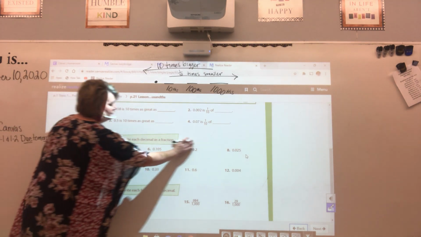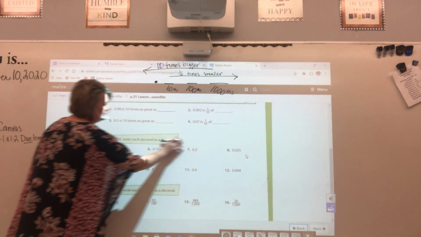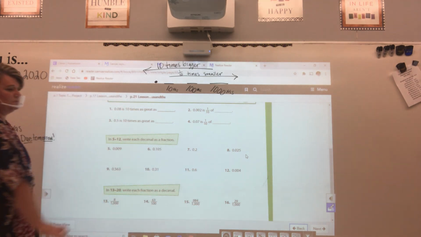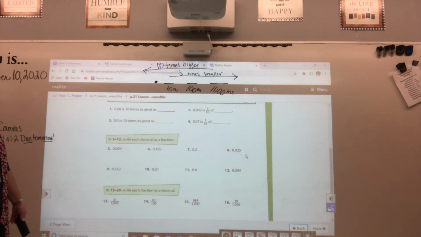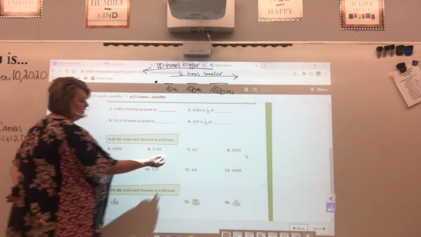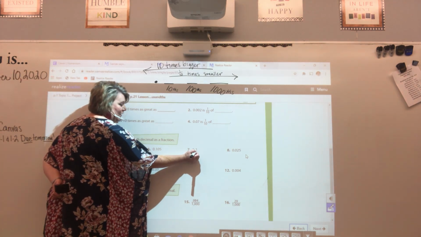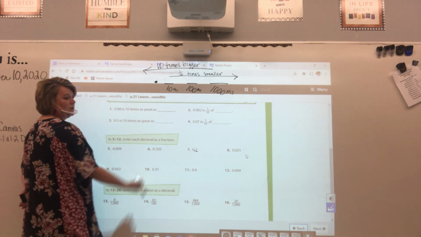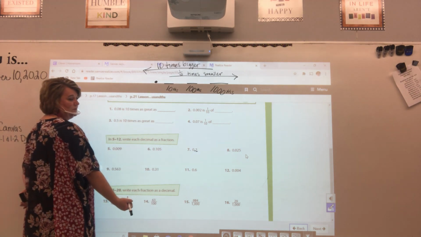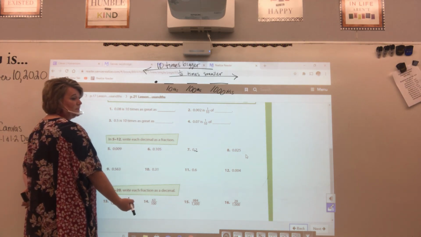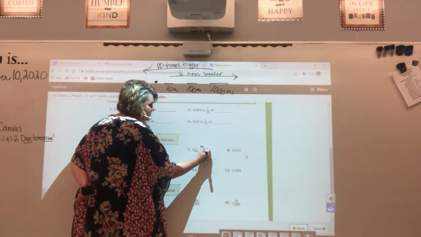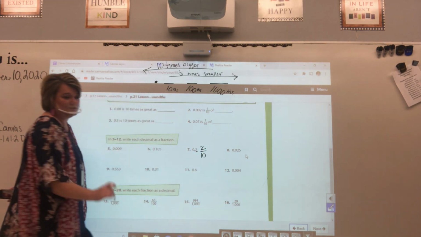In this section right here, 5 through 12, Xander, pick one. In this section right here. 7. So Xander, here's my decimal. I have 1 place. Look at your scratch sheet. What is 1 place over? 2 over 10. Good job. Or he could have said 2/10.